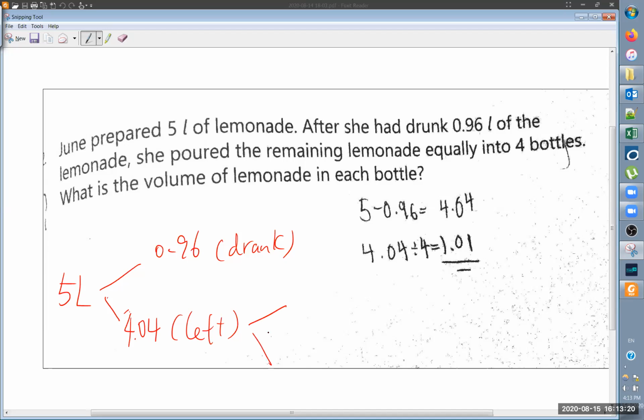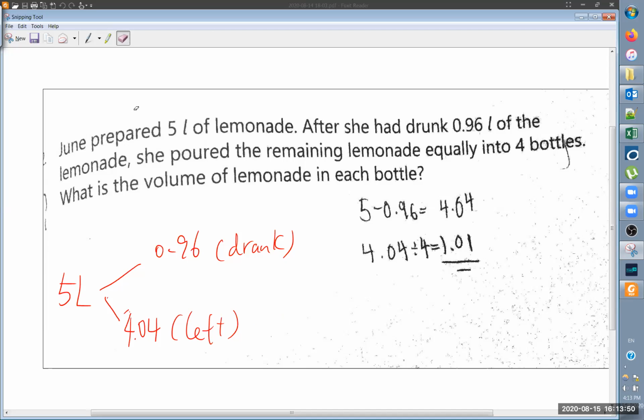Equally into 4 bottles. Instead of the question I gave you before, I still remember that question, where we split between Cindy and Candy, right? Instead of 2, right now it's 4. So how are you going to do 4? You divide by 4. Equally to 2 means divide by 2. Equally to 4 means divide by 4. So that's how you branch out.